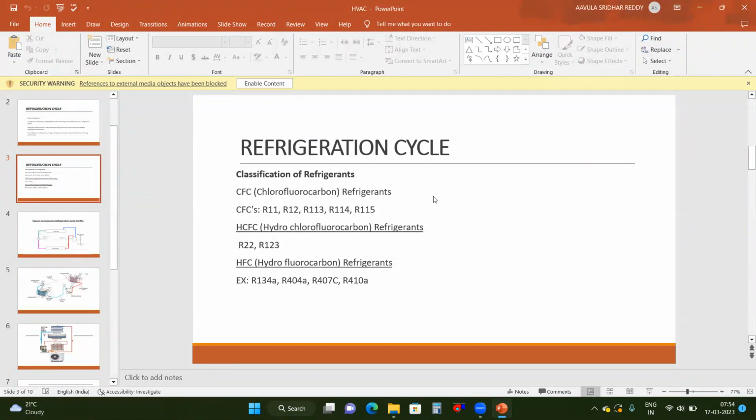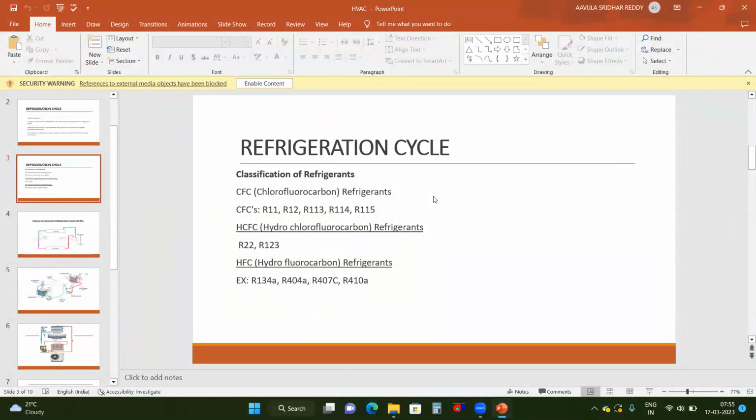First we'll see CFC, chlorofluorocarbon refrigerants. We have five types of CFC refrigerants: R11, R12, R113, R114, and R115. These are almost phased out refrigerants. I think 15 to 20 years back these CFCs were used regularly, but in today's world they are all phased out.